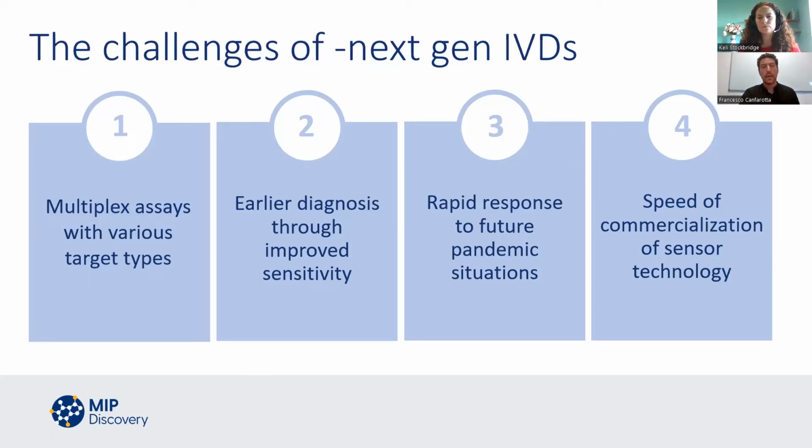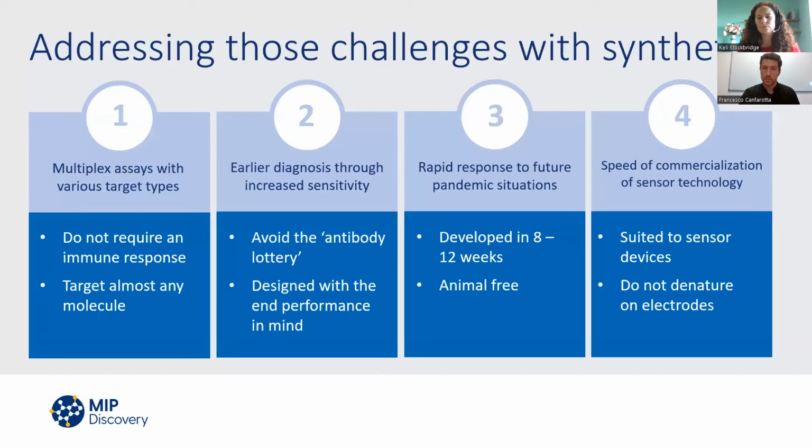Now, how can synthetics address these challenges? Well, regarding the first point, regarding the multiplexing aspect, synthetics do not require an immune response, and because they are produced in the lab, they can be deployed against virtually any target molecules. Again, ranging from small molecules such as ions or peptides to larger entities, even up to whole viruses. This in turn allows multiplexing to be achievable.